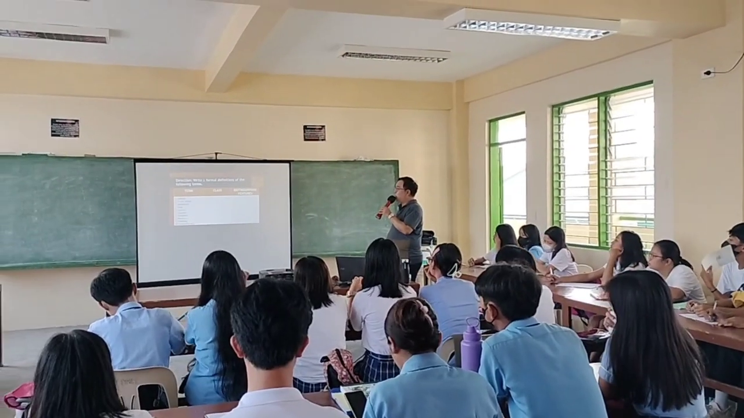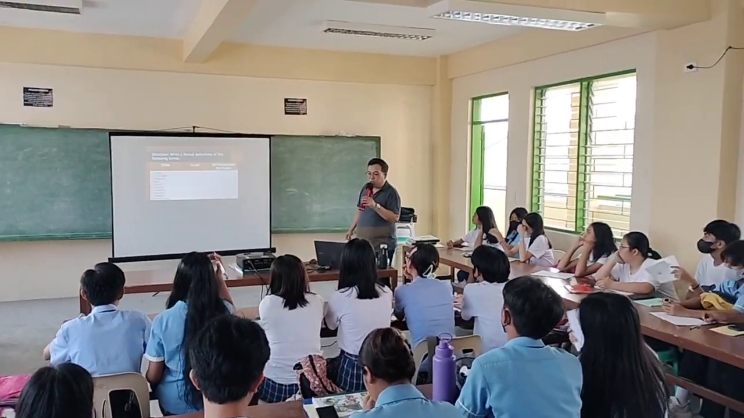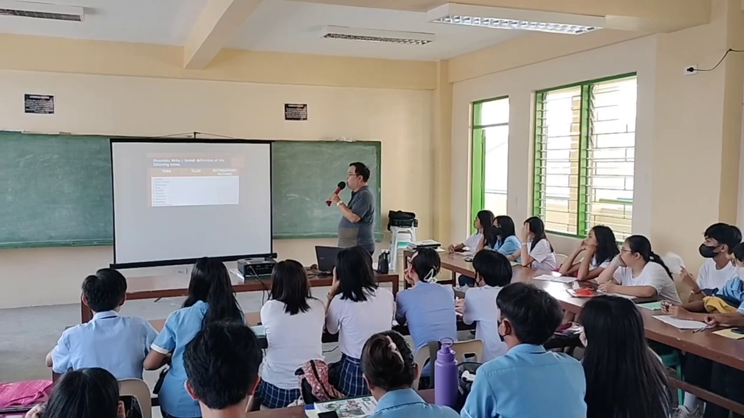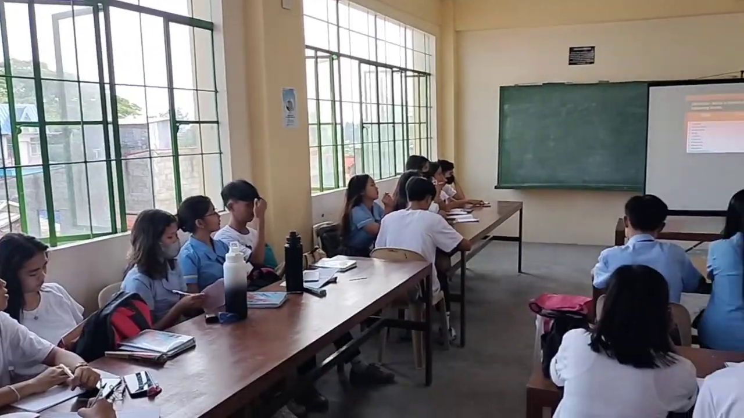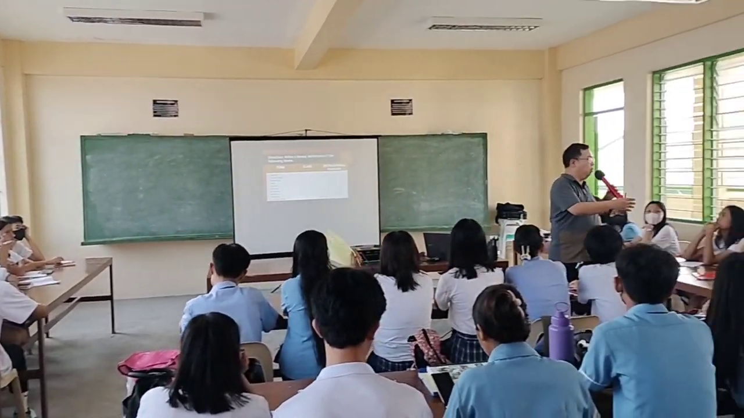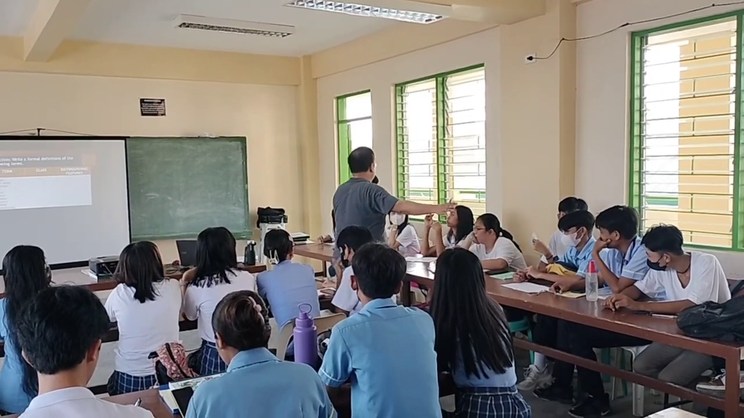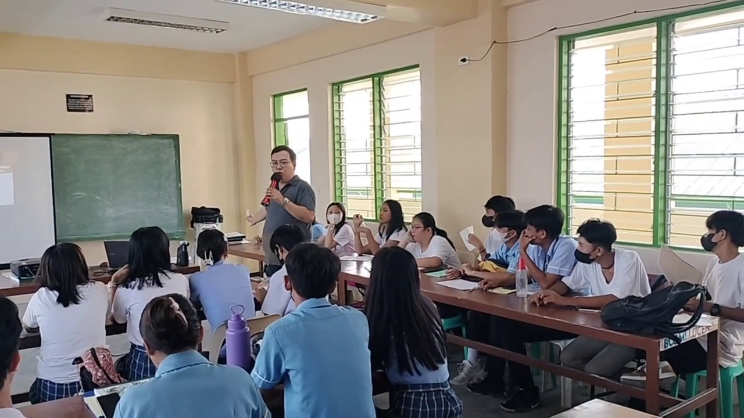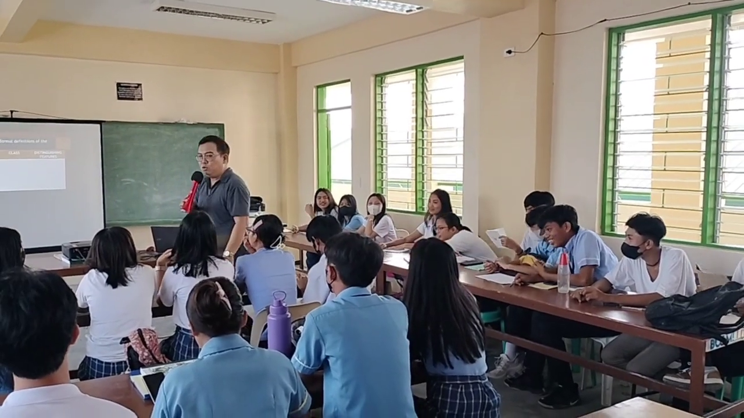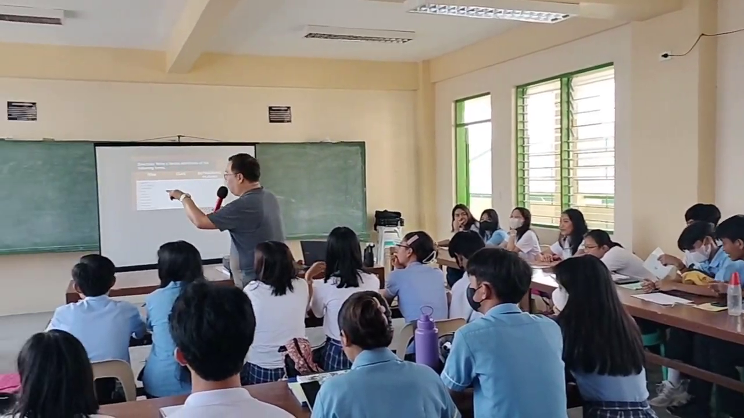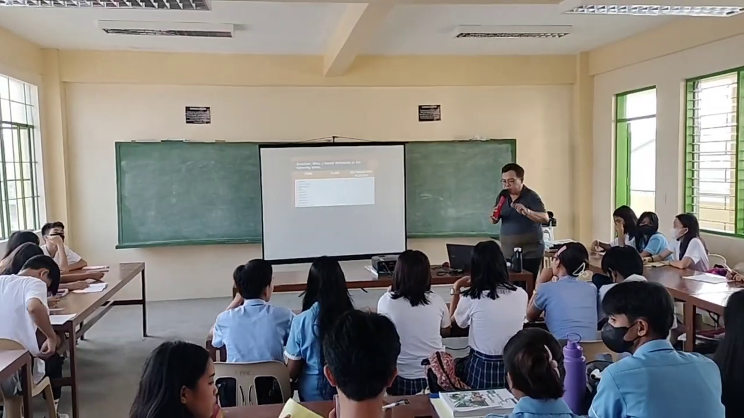Now, so let's work here. I'm going to group you here. Then you're going to write the formal definitions of the following terms. But to make everything easy, this is group. Group one, group two, group three, group four, group five. Write the formal definitions of the following terms. Timer starts now.